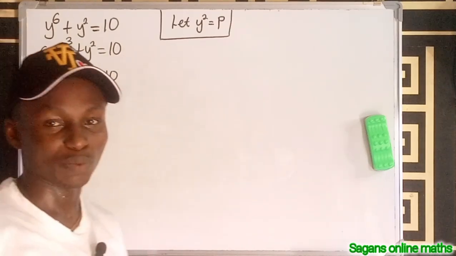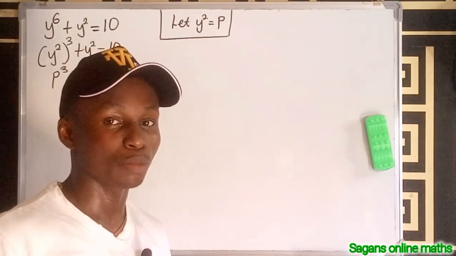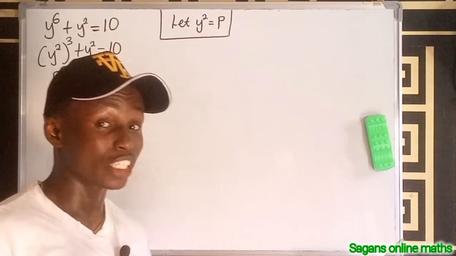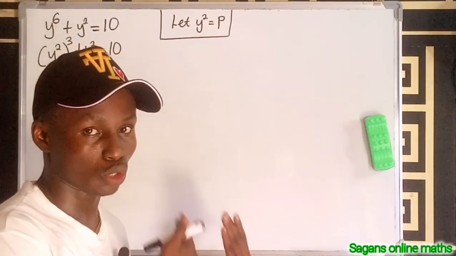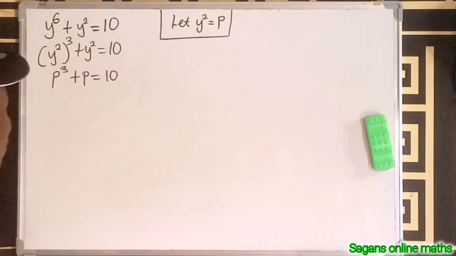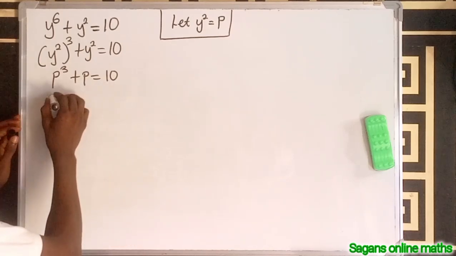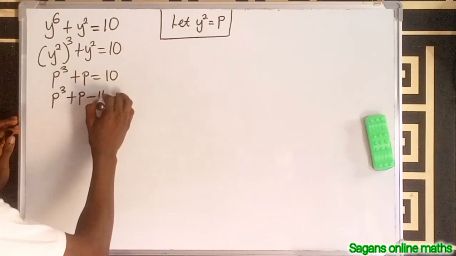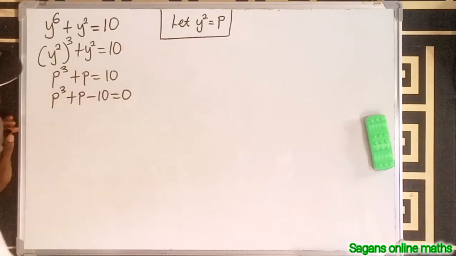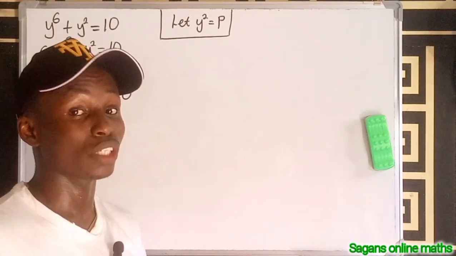This is a cubic equation. Remember, I'm going to teach you in this video to avoid the trial and error method. It is not always good using trial and error. I'm going to show you an amazing and beautiful way of solving such questions. Our first step from here is to subtract 10 from both sides, so that we have P to the power of 3 plus P minus 10 equals 0.